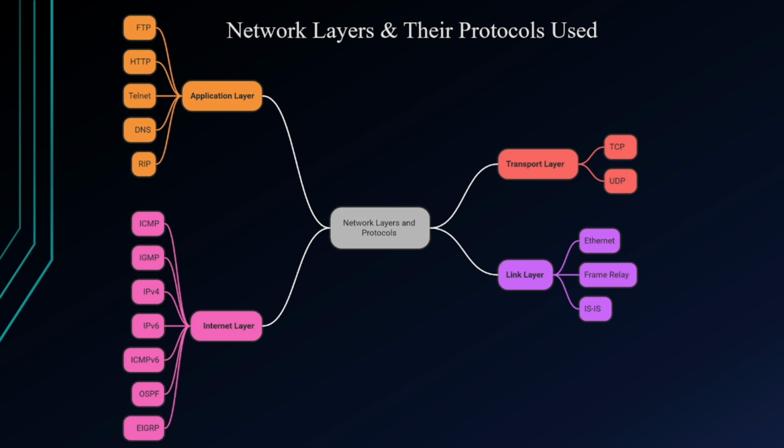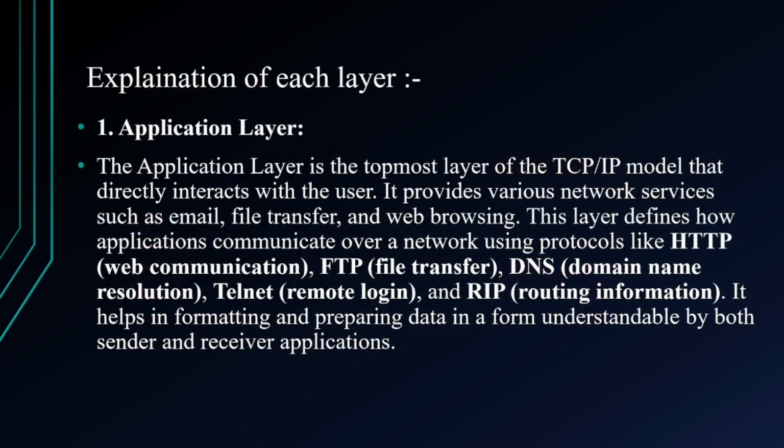Let's start with the top layer, the application layer. This is the easiest one to understand because it's the one you actually see and use every day. The application layer is where all the applications that you use live, things like email apps, web browsers, file sharing apps, and messaging apps. This layer directly interacts with you, that is the user. So what does this layer do? It provides network services. What are network services? These are things like HTTP, FTP, DNS, Telnet, SMTP, and POP3.